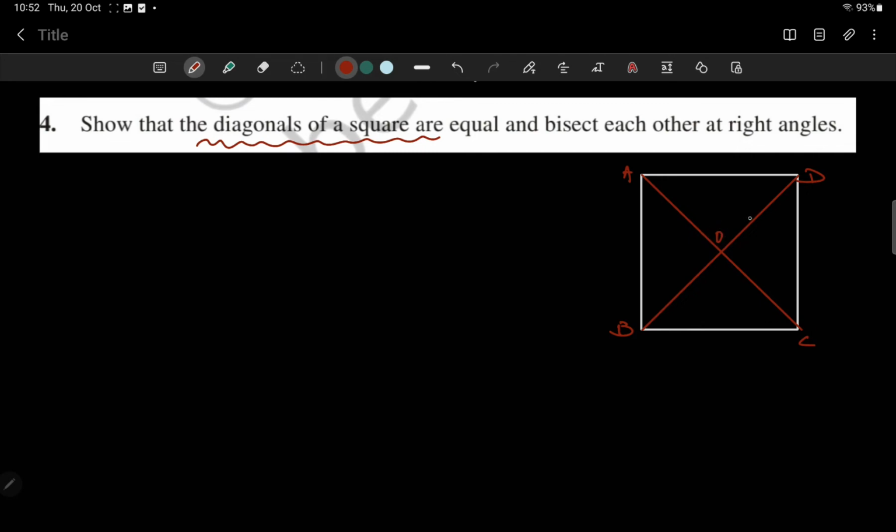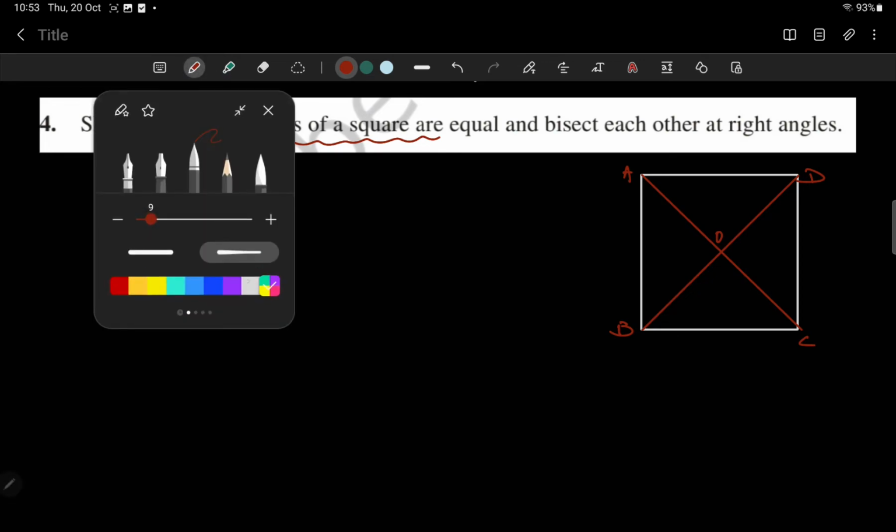So this is O. Only what is given is that it is a square. Square means all the angles are 90 degree and all the sides are same. Only this much is given. You have to prove that AO equals CO, BO equals DO, and also all the angles at O are 90 degree. So first we have to draw.